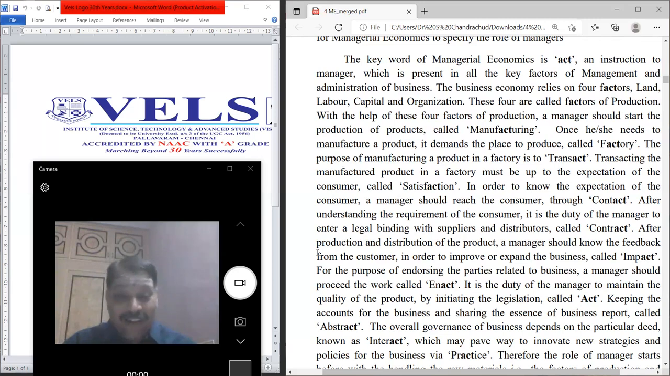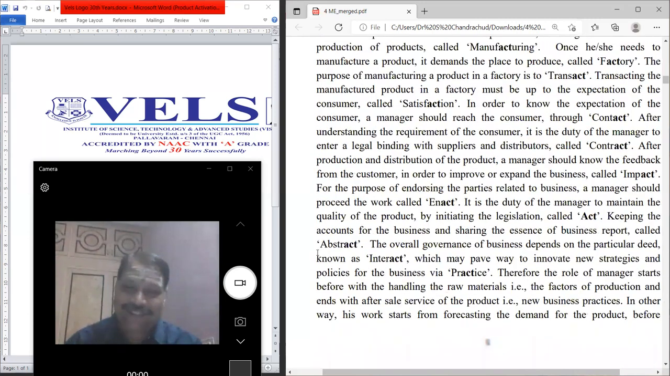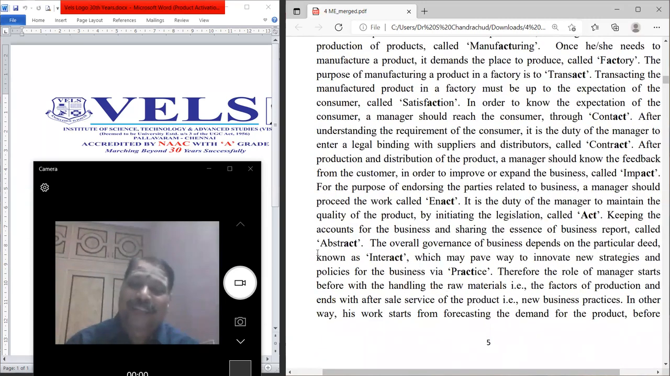The overall governance of the business depends on a particular deal called interact. As a businessman, you should interact with all the stakeholders, which may pave the way for innovating new strategies and policies for the business. So how can we get there? After knowing all these things, we should practice in a good manner. PRACTICE. See, that's why the words are bold. ACT. That is a keyword to know the role of manager.